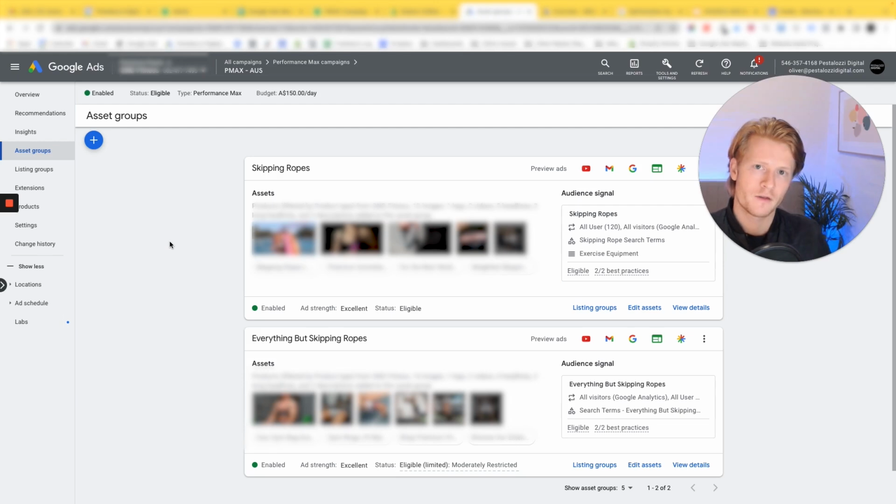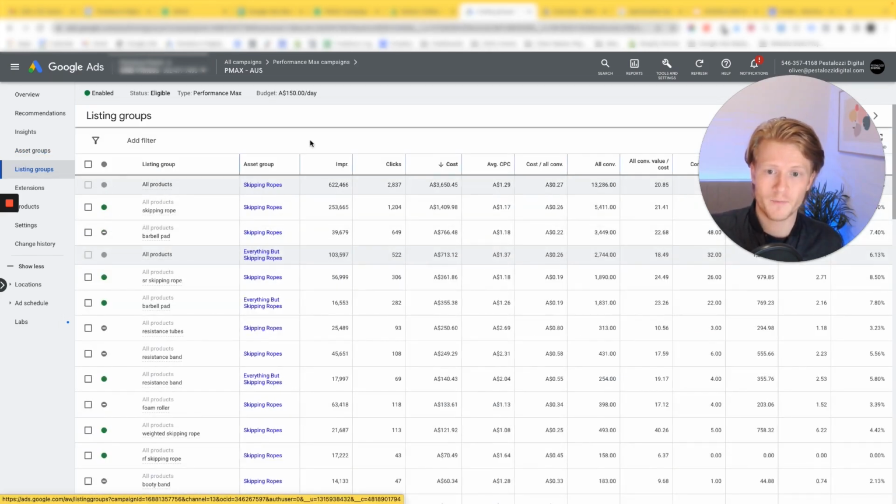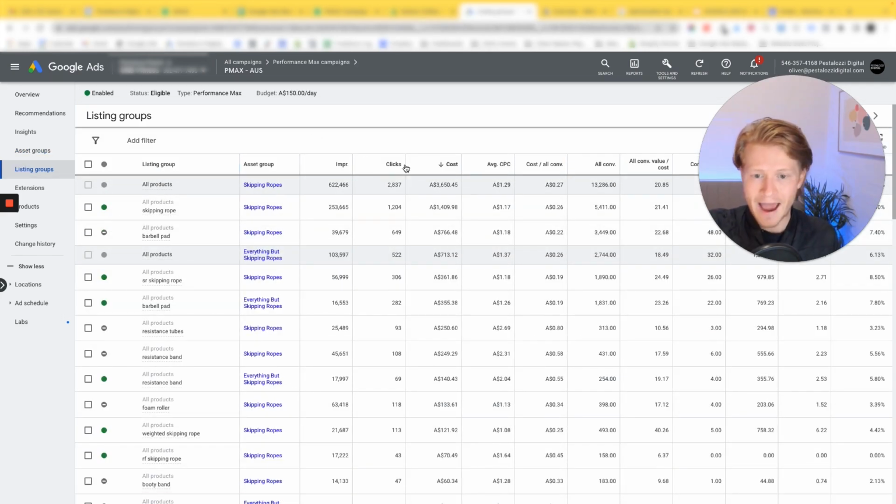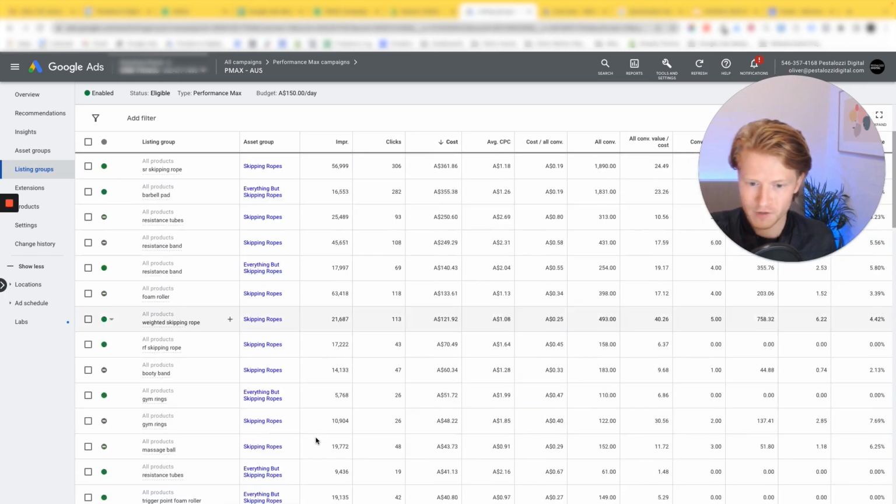When it comes to the third pillar of our optimization levers that I mentioned, which is our listing groups analysis, I've actually been making progress here as well with this particular client. Just to show you what I mean, notice how we have two different asset groups, skipping ropes and then everything but skipping ropes. This is a super simple breakdown, but I've spent the past few months analyzing the performance of different product groups here.